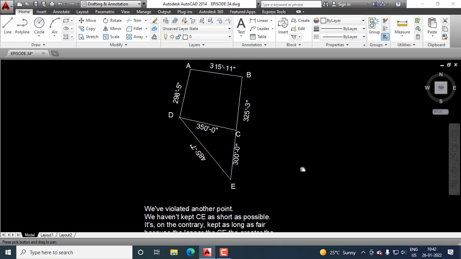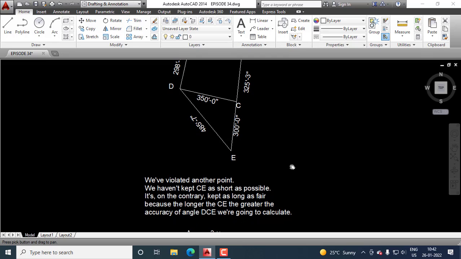We have violated another point also. We haven't kept CE as short as possible. If CE is very short, the location of E will be very less erroneous. It's on the contrary kept as long as fair, because the longer the CE, the greater the accuracy of angle DCE. We are going to calculate this angle and this will be more accurate if this side is longer.